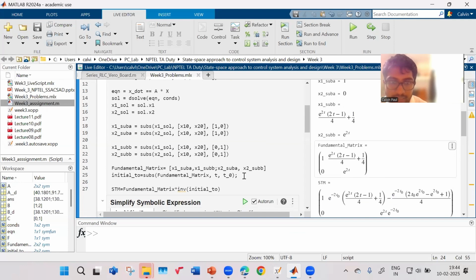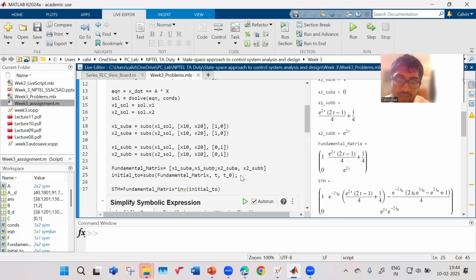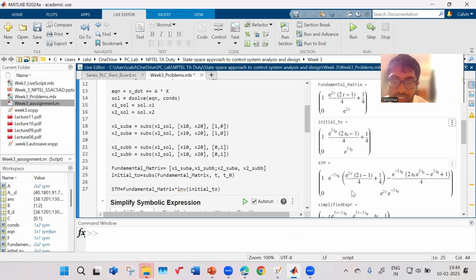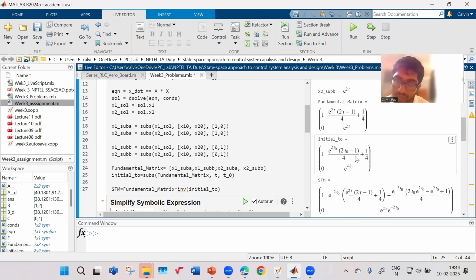Okay, the mistake which I have made is something else. So the initial t0 is what? I will substitute the value t0 in this fundamental matrix. So this is our v of t0. So v of t0 is the initial one. So 1, 0, and wherever t is there, replace it by t0. E to the power 2t0, (2t0 minus 1) by 4 plus 1 by 4 into e to the power 2t0. So this is the initial one.